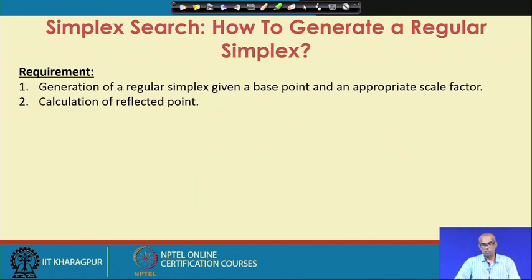Now, so if I want to constitute a search algorithm, we require two things. One is generation of a regular simplex given a base point, that means given a starting point, and an appropriate scale factor. Next, we need to know how to calculate the reflected point. So, the first requirement is we must be able to generate a regular simplex given a starting point.